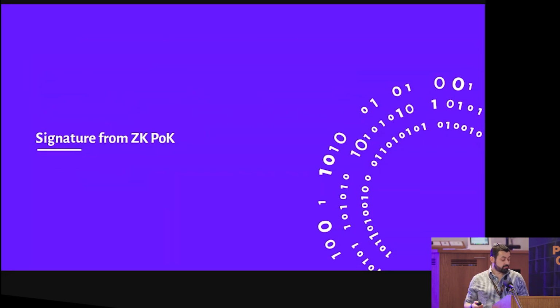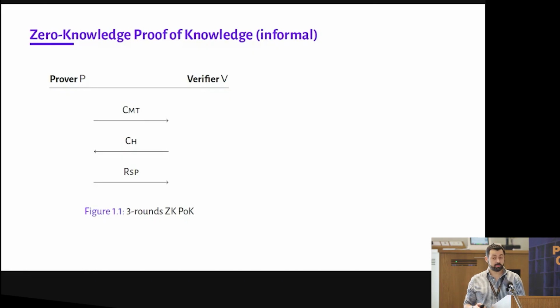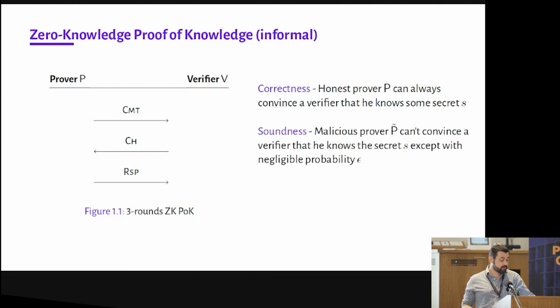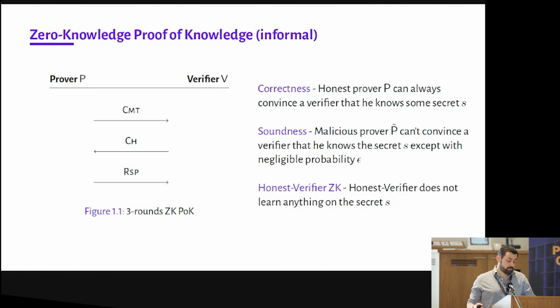How do you build a signature from a proof of knowledge? Quite informally, a proof of knowledge is an interactive protocol between a prover and a verifier. And you want several properties for this proof. The first one is correctness, the fact that an honest prover should always be able to convince a verifier that he knows some secret. You also have soundness, which ensures that a malicious prover cannot convince a verifier that he knows the secret, except with negligible probability.